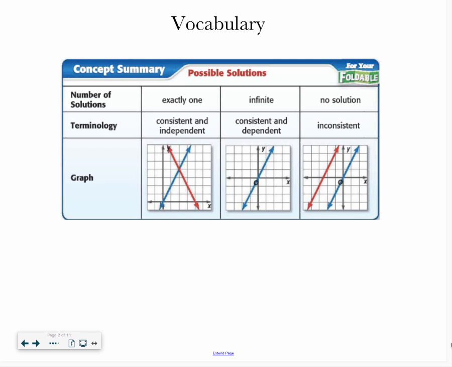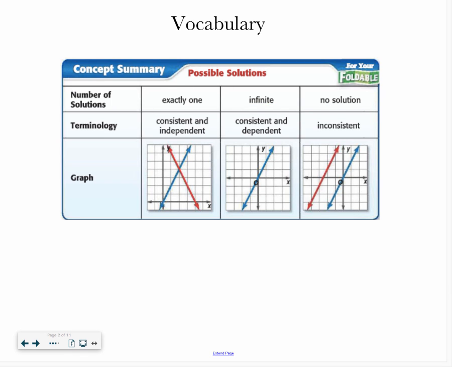Okay, so a few things that you want to make sure you know as far as terminology goes, vocab. Consistent and independent, as well as consistent and dependent and inconsistent. Those are kind of our new words. We've seen no solution before. We haven't really used the term infinite before, but that just means there's so many answers that we can't even count them all. It's kind of like the equivalent of all real numbers, okay? Or exactly one. So let's go through what some of these things mean.